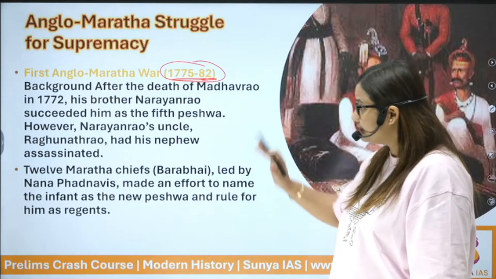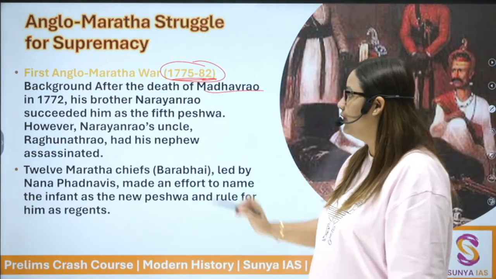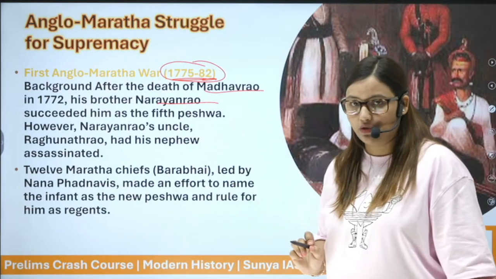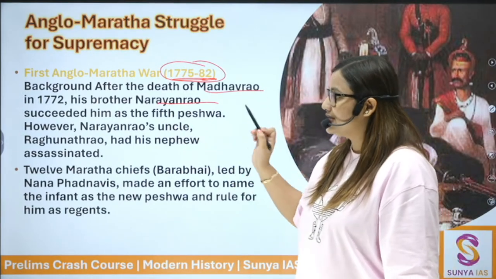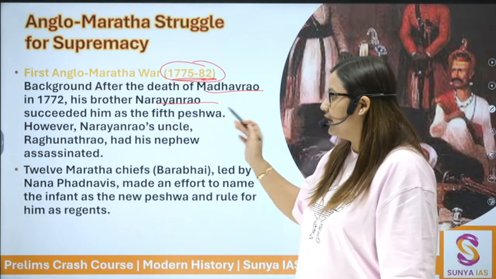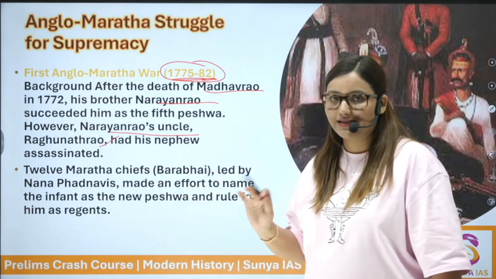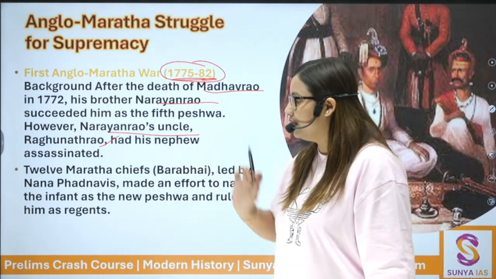Now understand, the background is, after the death of Madhav Rao in 1772, his brother Narayan Rao succeeded the throne. But Narayan Rao, the fifth Peshwa, was killed by Raghunath Rao. Narayan Rao's uncle Raghunath Rao had his nephew assassinated. So Raghunath Rao killed Narayan Rao.